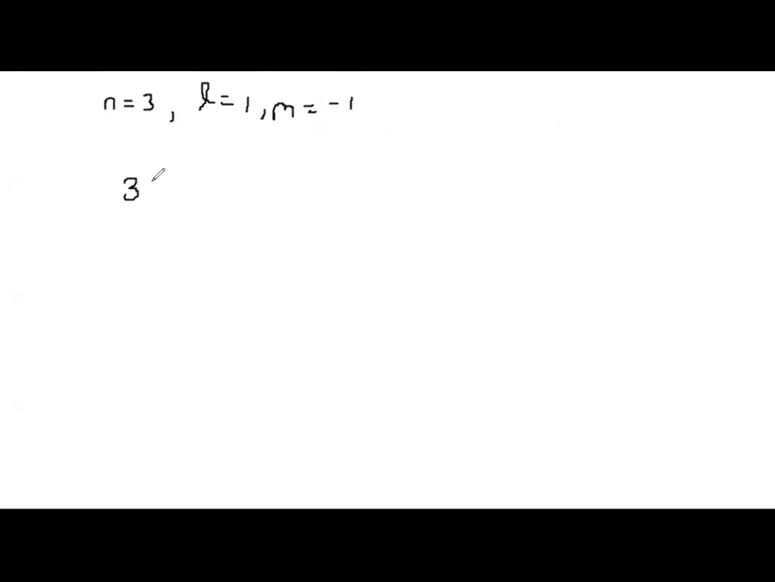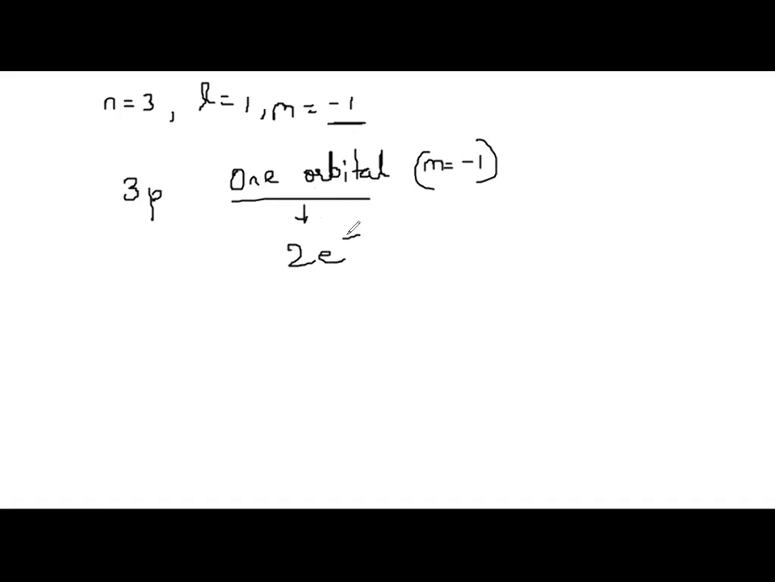N is equal to 3, L is equal to 1, that means it is P. The orbital associated with n is equal to 3 and L is equal to 1 is 3p. There is only one value of magnetic quantum number, that is minus 1. So only one orbital of the 3p subshell is used. Only one orbital means each orbital will have maximum how many electrons? It will have 2 electrons.